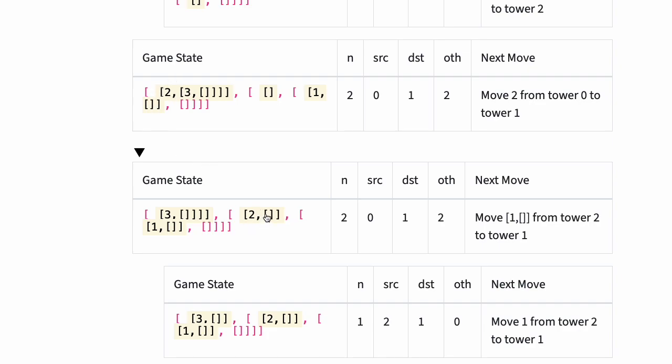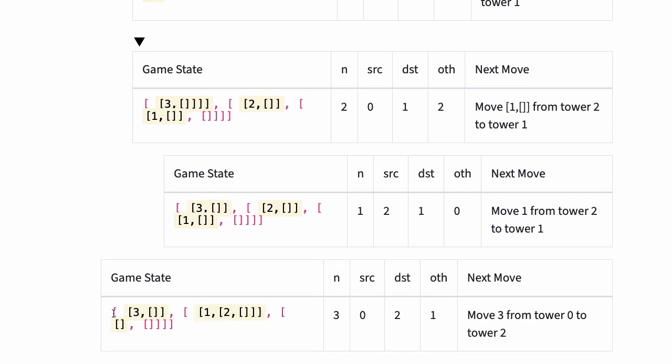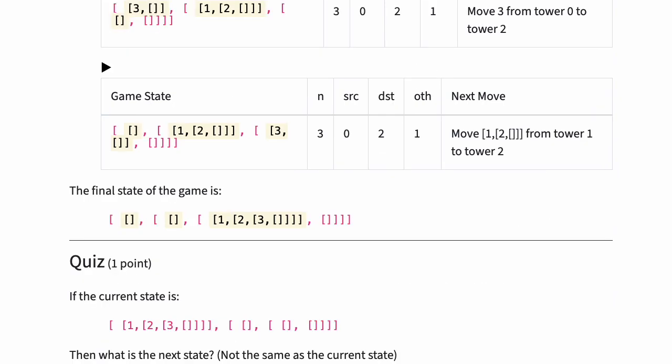Now we can move substack 1 from tower 2 to tower 1 by moving disk 1 from tower 2 to tower 1. And we end up with this. The final state of the game is the following stack. All 3 disks are now in tower 2.